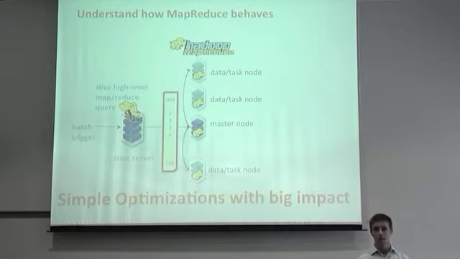So little optimizations can make huge impacts when you run across a distributed framework, be it MapReduce or other parallel environments. With that, I want to open it up to a few questions.